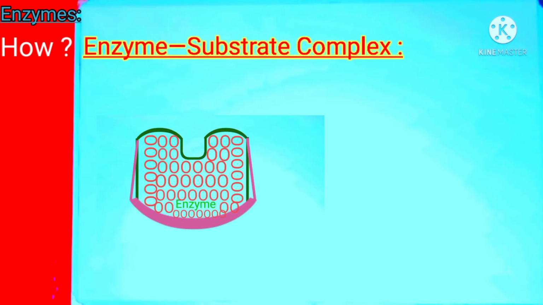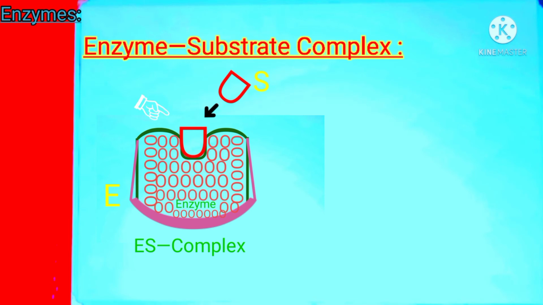Next, we will see how an enzyme substrate complex is formed. Suppose this is our enzyme, denoted by E, and this is our substrate, denoted by S, where the substrate will be attached at the active site. So by the combination of enzyme and substrate, it becomes a combo of enzyme and substrate, which is called the enzyme substrate complex.